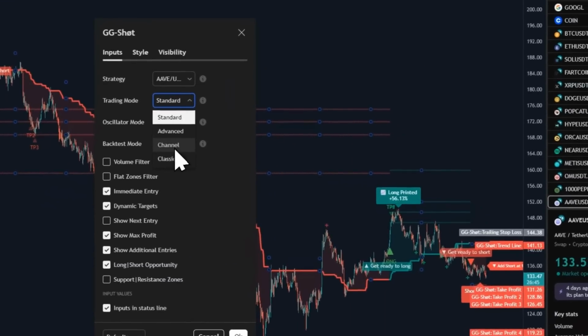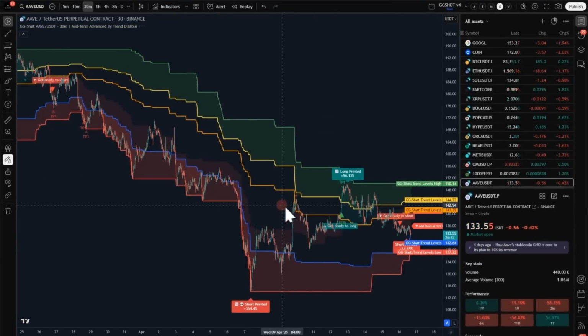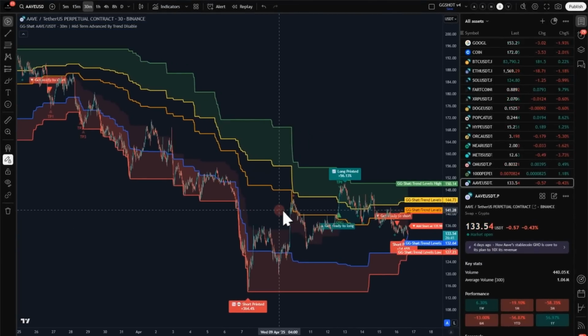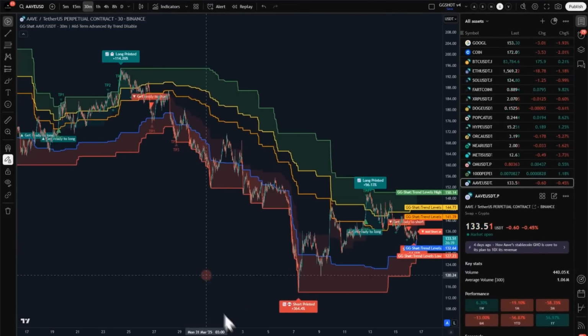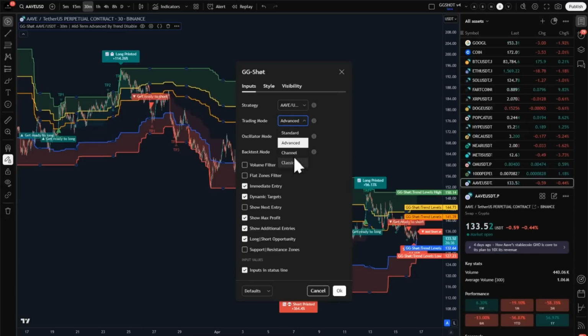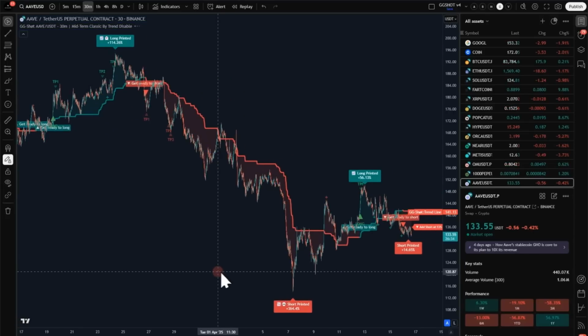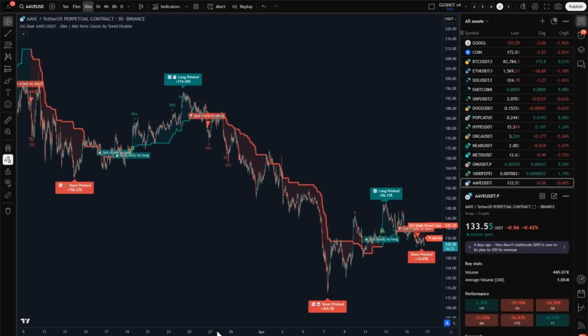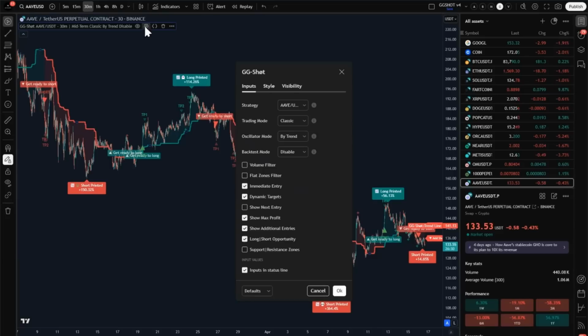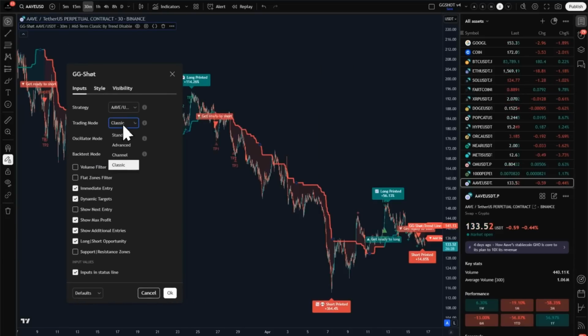You can choose between 4 trading modes, each designed for a specific style. Advanced mode for extra trend lines acting as support and resistance, useful for entering, increasing, or closing positions. Classic mode removes limit-based take profits, focusing on dynamic take profit levels or support resistance-based exits.